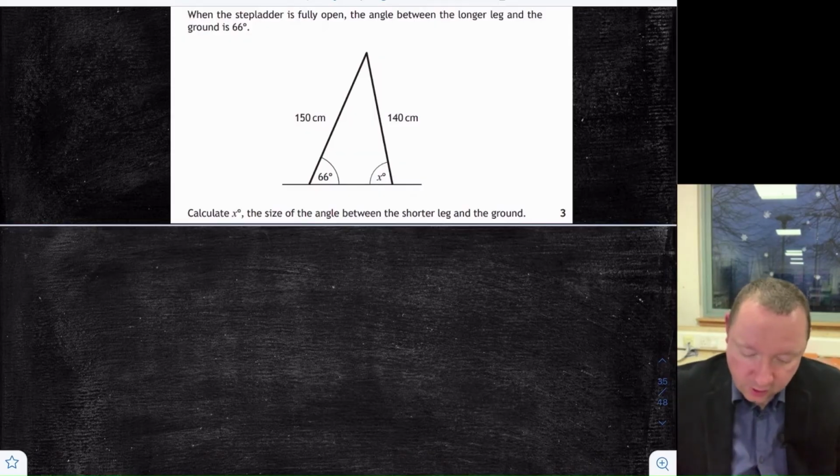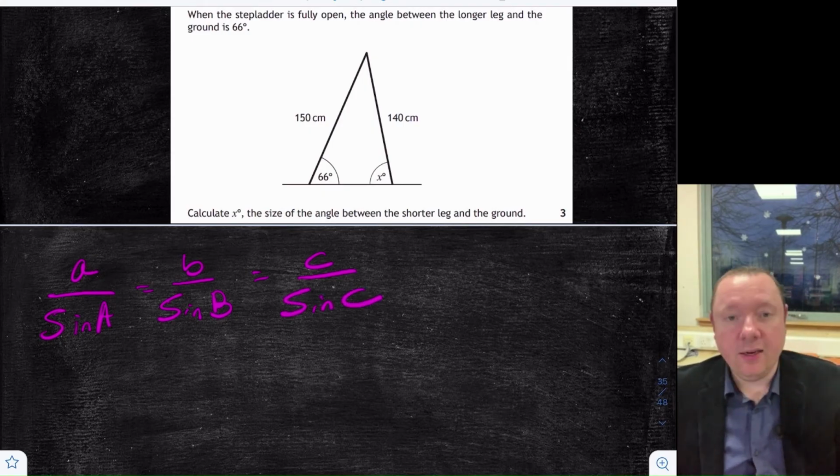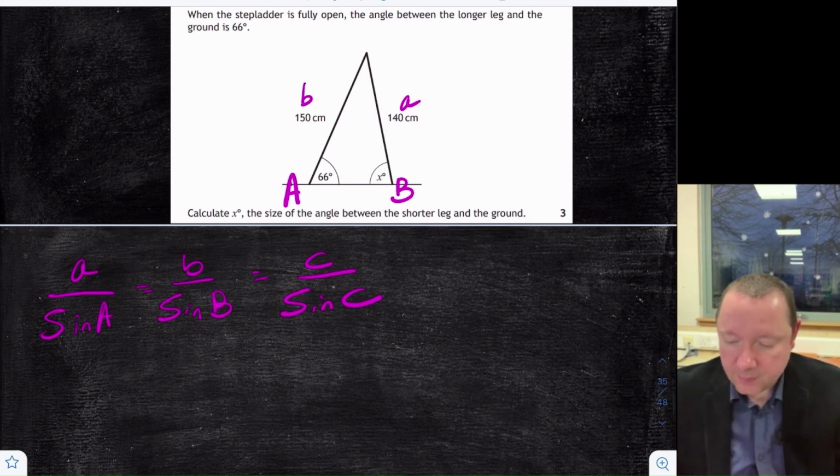So a reminder of the sine rule from the start of the exam paper: A over sine A equals B over sine B equals C over sine C. You can just copy that. And basically it's pairs. So if I call that letter A, that goes with this one, which is A. I could call that B, and that goes with this one, which is B. And obviously there's nothing on the other one, so I can just ignore them.